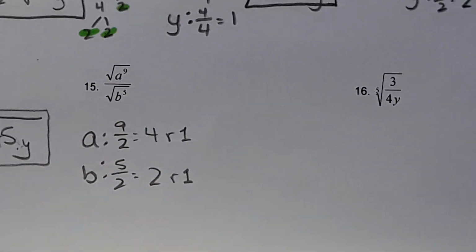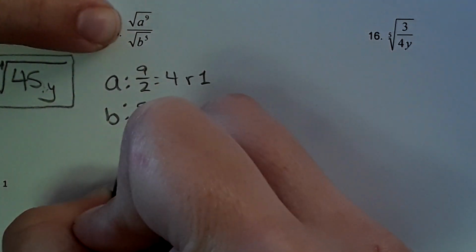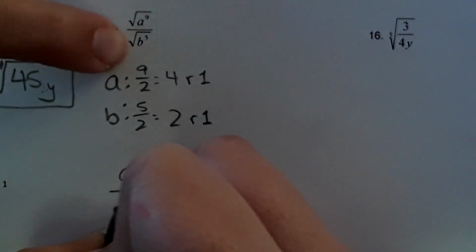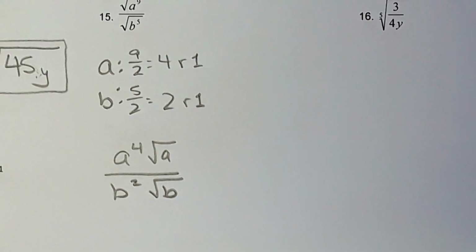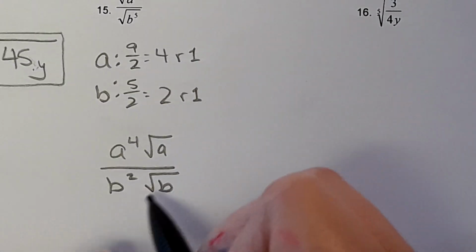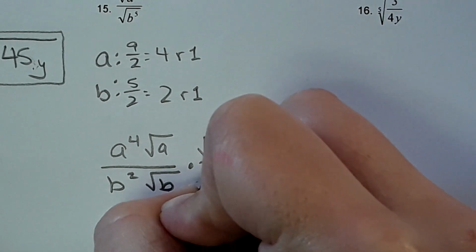We have lots of room at the bottom too, so I'm just going to go down here. Okay, so from here, I can take out a to the 4th power and just have an a inside, and then b to the 2nd power and just have a b inside the radical. We're getting somewhere. Then from here, I can't have that square root as a denominator, so I'm multiplying by square root of b over square root of b.